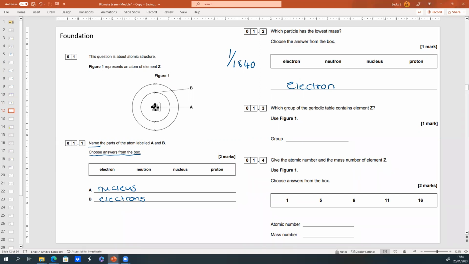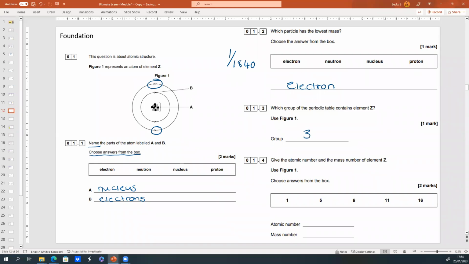Okay. Which group of the periodic table, so this has brought in an extra little bit of knowledge, which group of the periodic table contains element Z? Remember that the number of electrons in the outside shell tells us what group. So we've got 3, therefore we're in group 3.